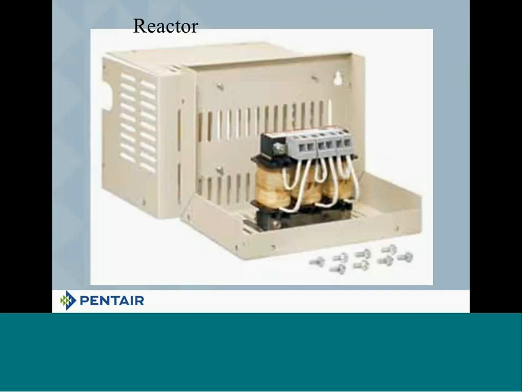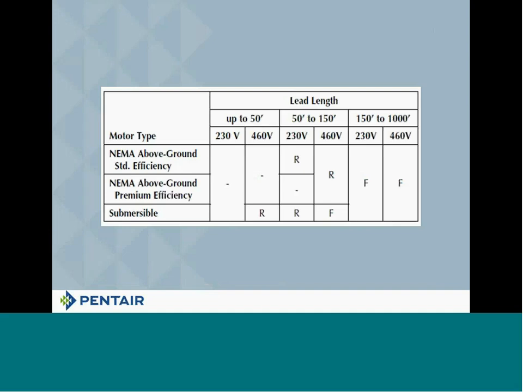This is what a reactor looks like, and all it really is just a set of coils. So we're putting some coils in there, we're running the electricity through the coil, and then sending it out. And as we do so, that coil reduces the voltage going out, the line voltage going out. All right?